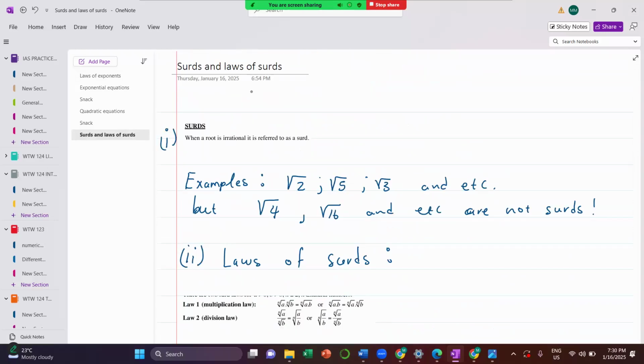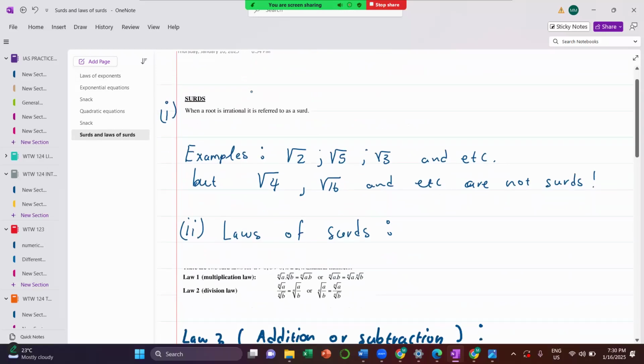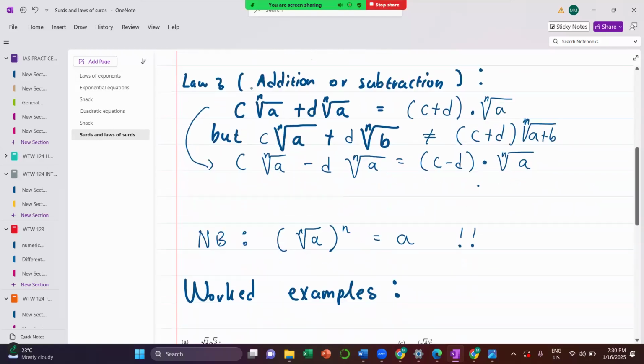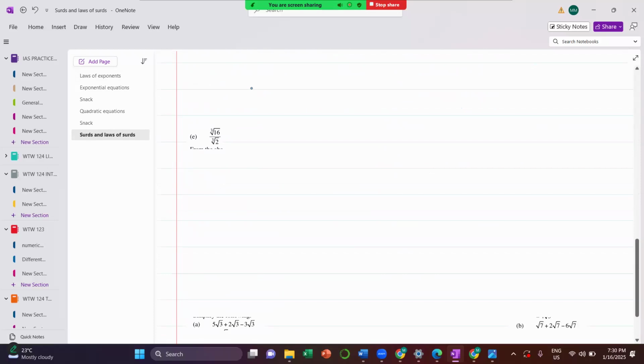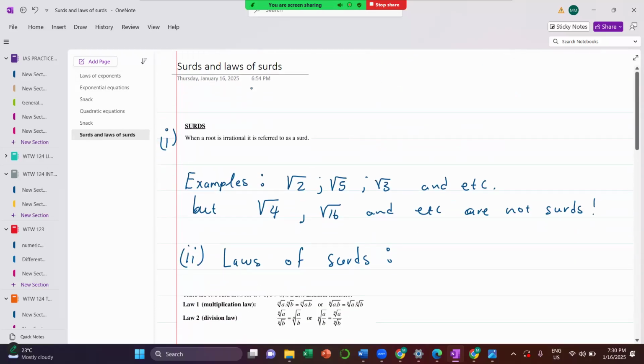So now we are going to surds and laws of surds, right? You guys are not familiar with what a surd is, but you actually know it, you just haven't defined it. So I'm just going to define what a surd is and introduce you to the laws of surds, and then we're going to do a bit of examples.